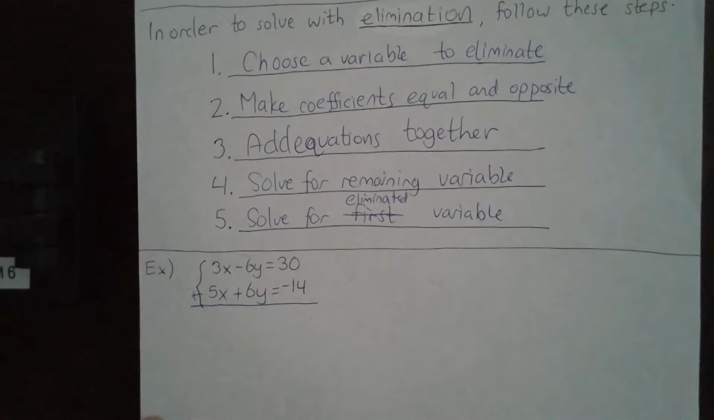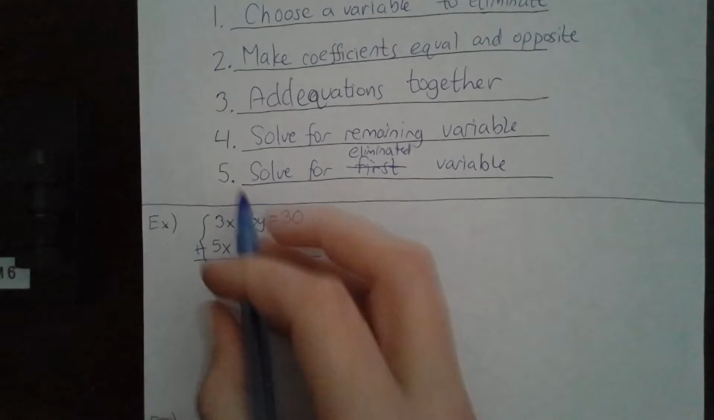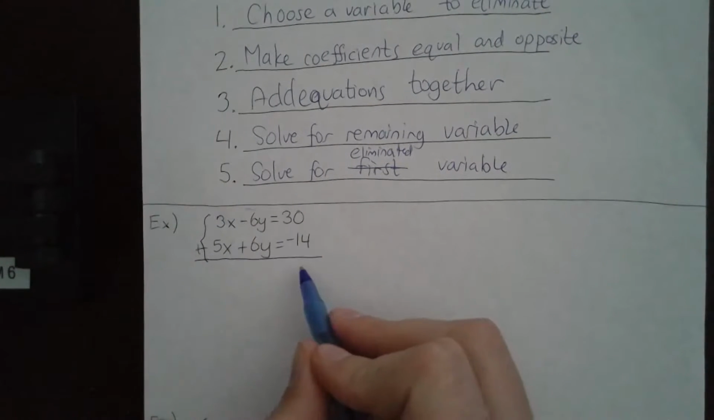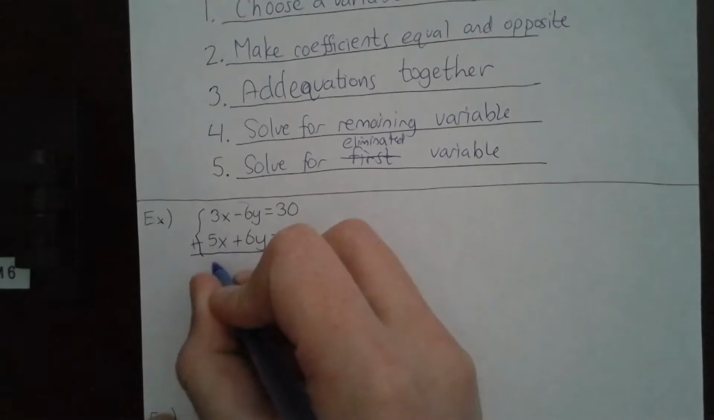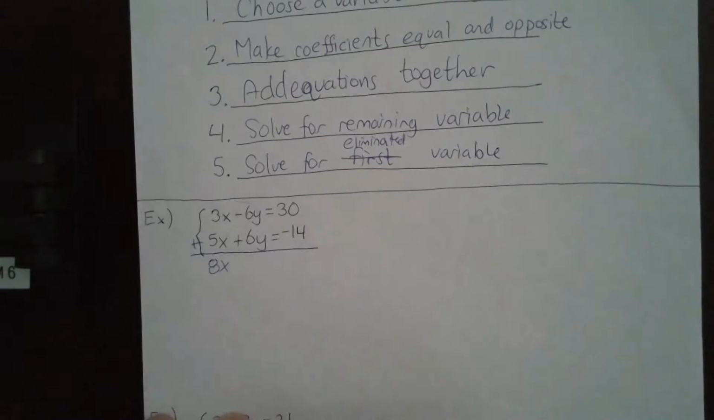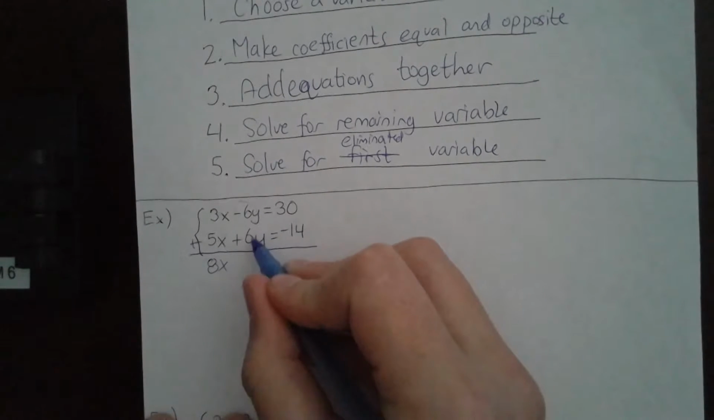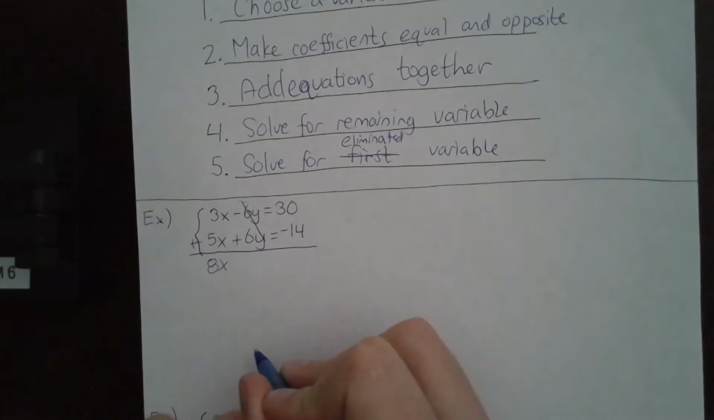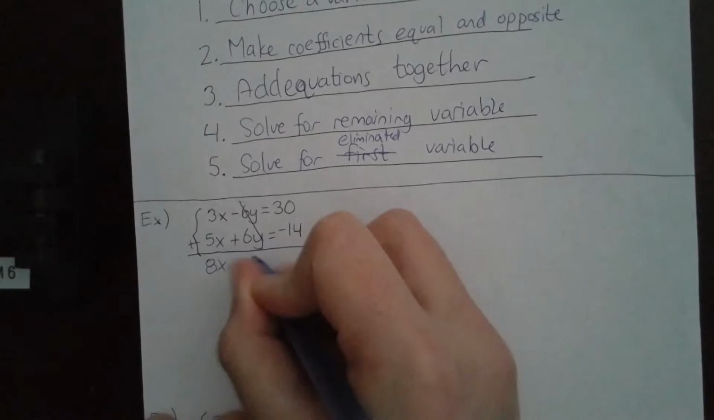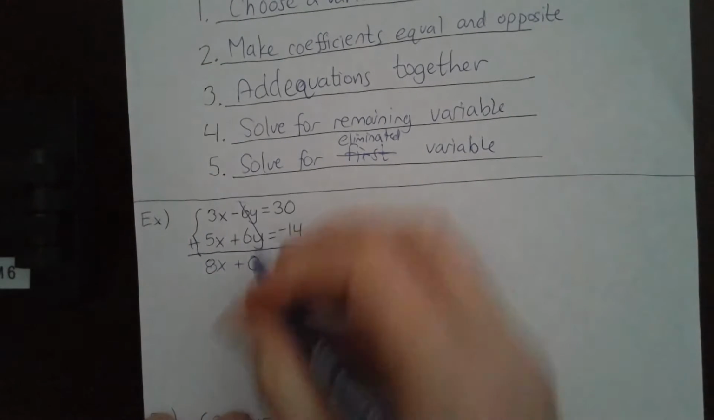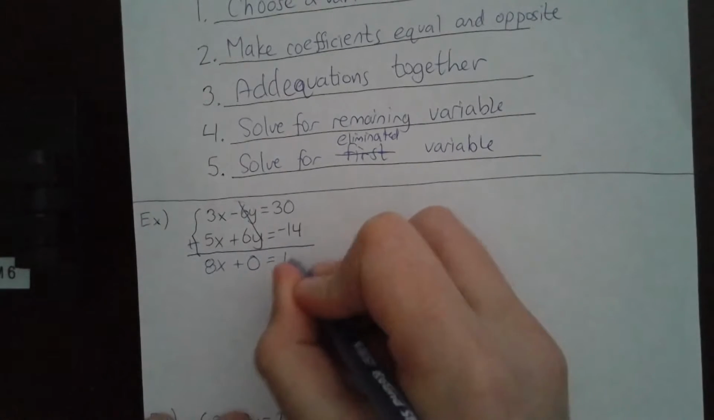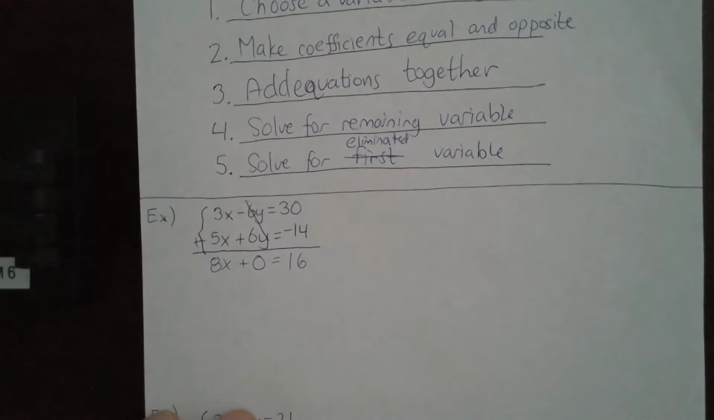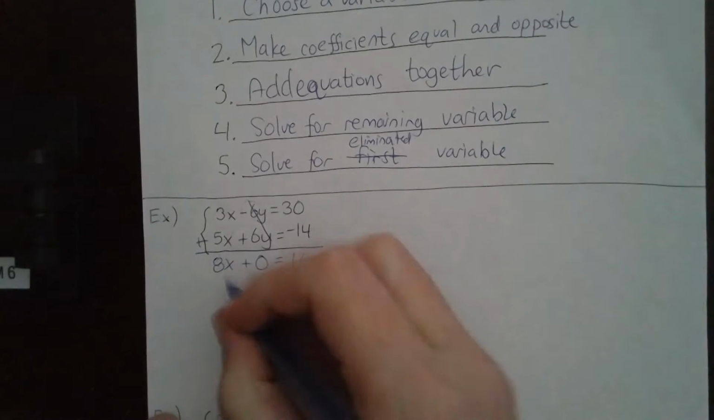This is where it gets kind of weird, not like we've done anything before. We're just going to add down though. Once our variables are aligned on top of each other like this, we get 3x plus 5x. Those are like terms, we can combine them to get 8x. Negative 6y plus 6y, those cancel out. That was our goal. So really it's plus 0 here. There's nothing in there. And then 30 plus negative 14 is going to be 16. Now what's left is 8x equals 16.